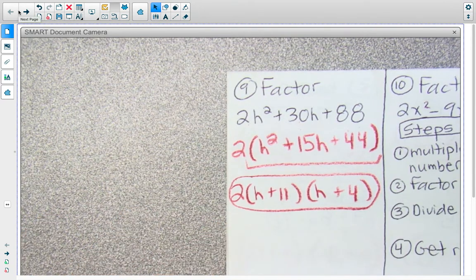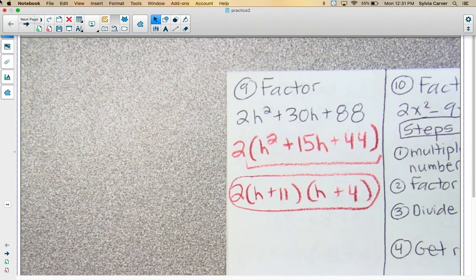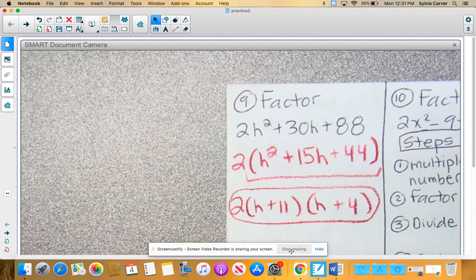In the next factoring video, I'm going to show you how to factor if they don't have the greatest common factor. So it's going to be something called the 4-step method. So I'll show you how to do that in the next video.